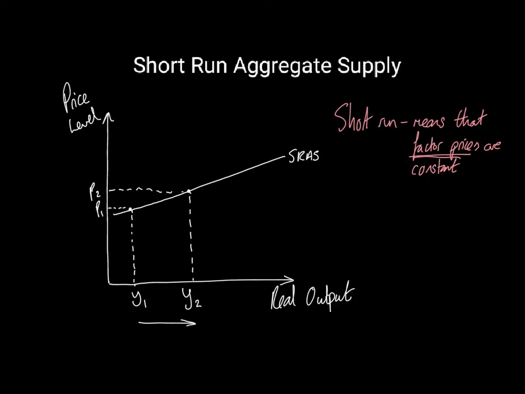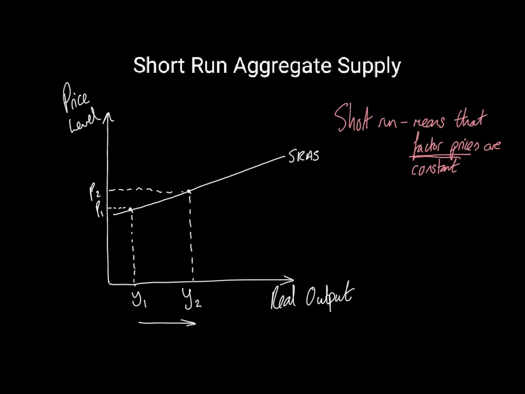It works the same way as well. If output were falling, then firms will try to cut back on prices to try and boost sales, and that would lead to a reduction in the price level as a result of going back the other way.